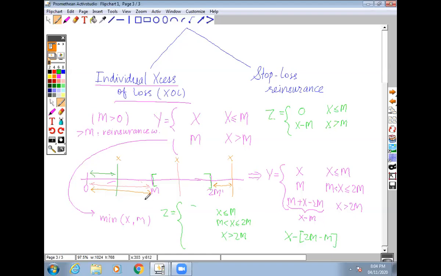Zero, x minus m, and then m. 0, and this will be... And what will we have here? M. M, exactly right. And this m is what? Just 2m minus m. So that is how you have derived it.